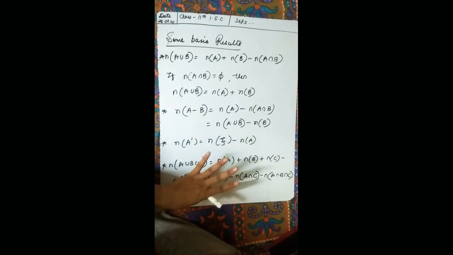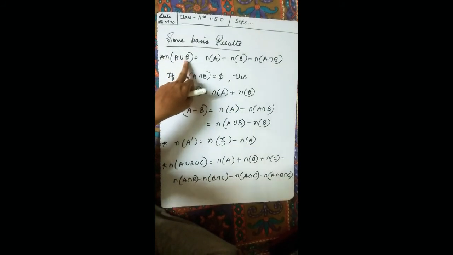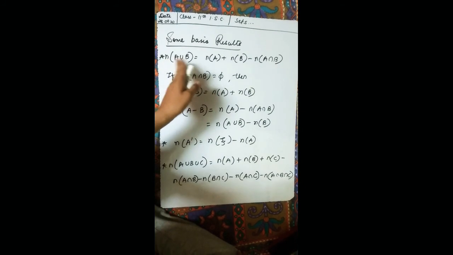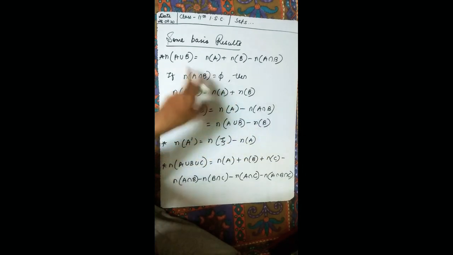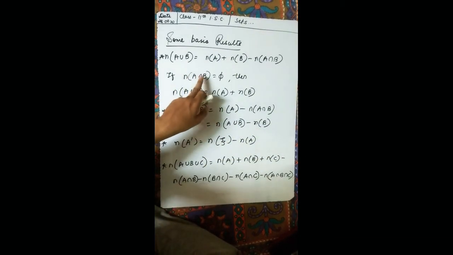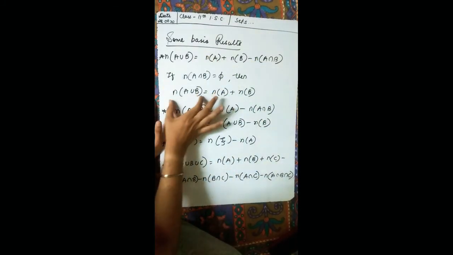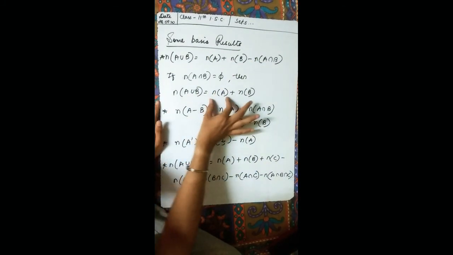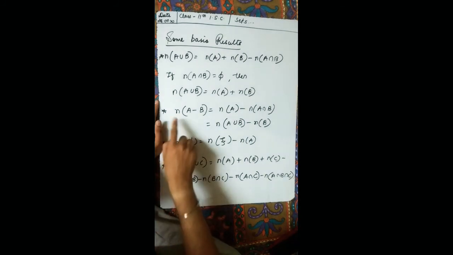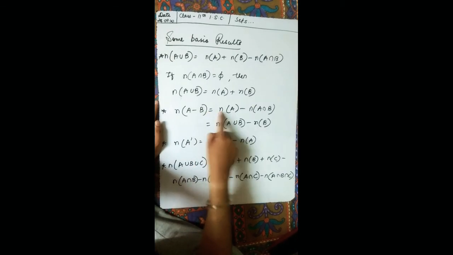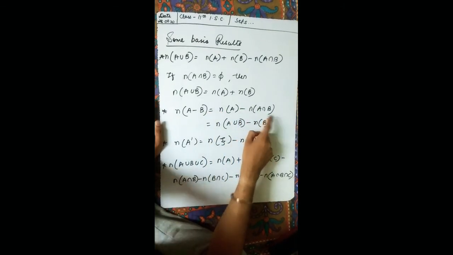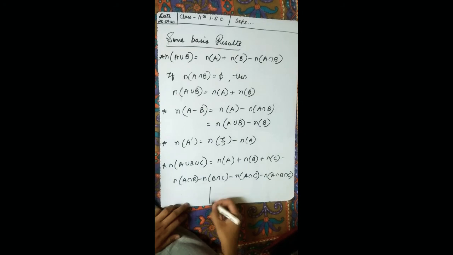Okay, so some basic results. This you have to remember, okay? Number of A union B. I guess you have seen the formula of A union B. Number of A union B is equal to number of A plus number of B minus number of A intersection B. Okay? If number of A intersection B is equal to phi, then your number of A union B will be N of A plus N of B.